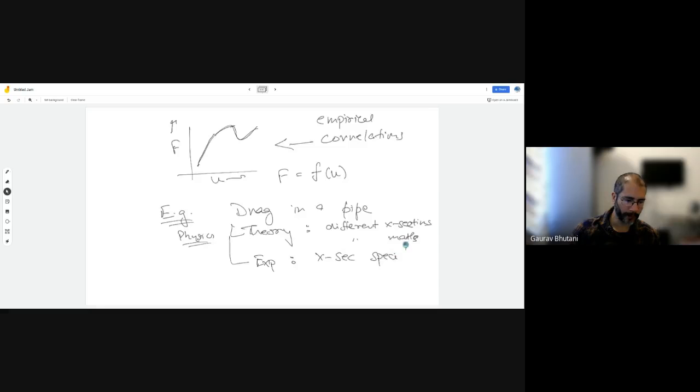Material specific. You'll do experiments for iron, for different types of iron, for different roughness finishes, and so on. It will also be specific to the environmental conditions in many cases, if you are working in extreme environments.